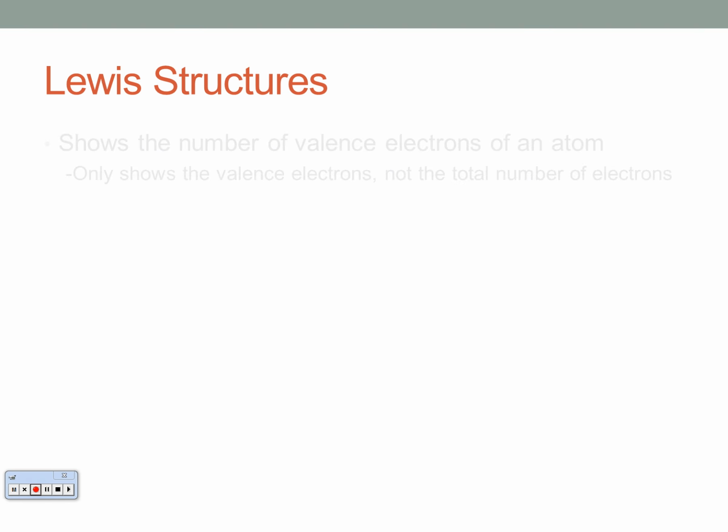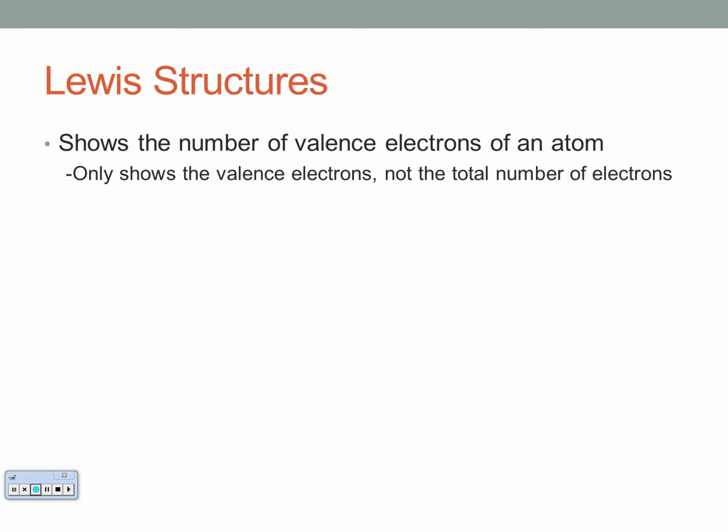To draw Lewis structures, they're going to show only the number of valence electrons of an atom. So it doesn't show the total number of electrons, and it's important to remember that when we talk about the number of valence electrons, we're only talking about the number of electrons in the outermost shell, not the total number of electrons. And they're drawn as dots around the chemical symbol for the element.